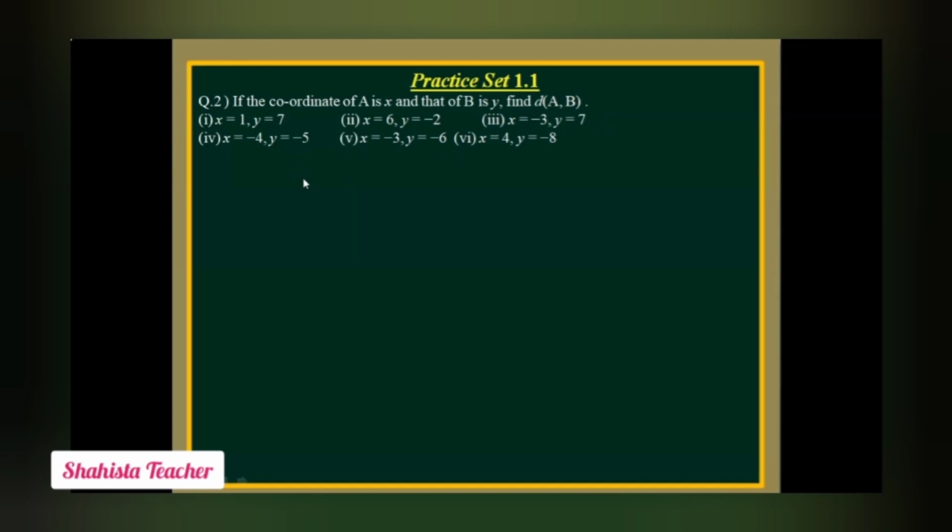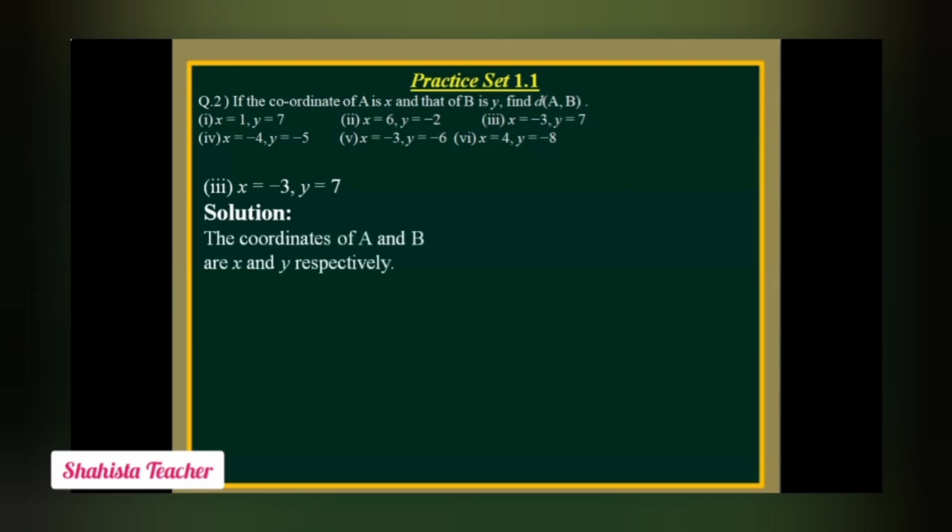Sub question 3: x is equal to minus 3 and y is equal to 7. As I told you before, A is x and B is y. A represents x and B represents y. Now here is the solution. We will write the coordinates of A and B are x and y respectively. Now here A is equal to x and B is equal to y.